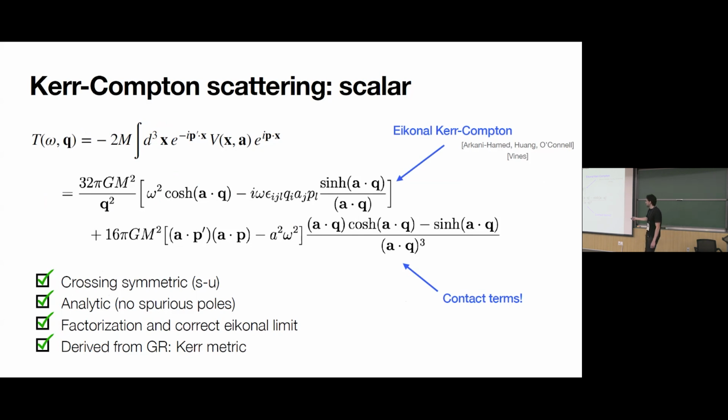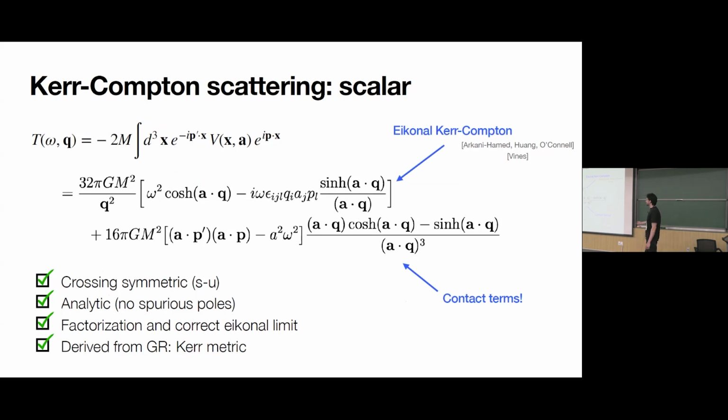And so this expression satisfies crossing symmetry. It's analytic. It has no spurious poles. It factorizes in the right eikonal limit, and it's derived from GR. So as far as I know in the literature, this is the only answer that satisfies all these properties.